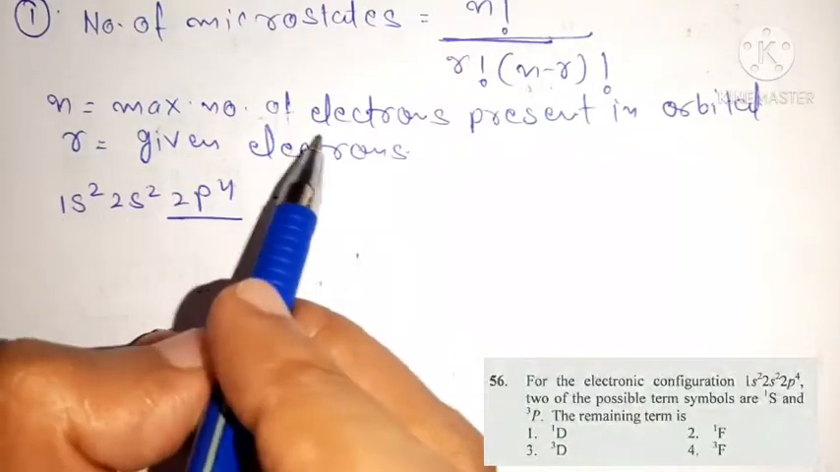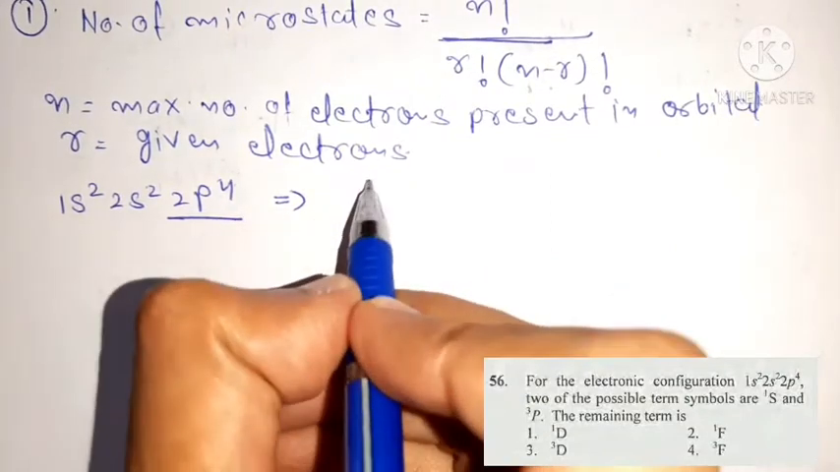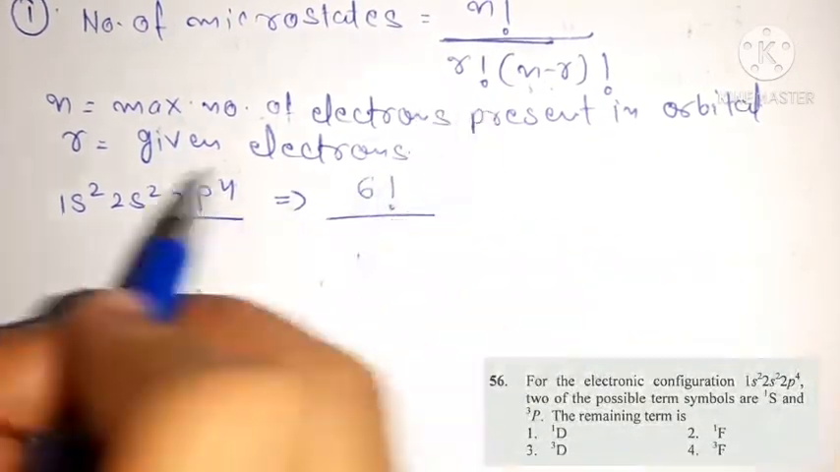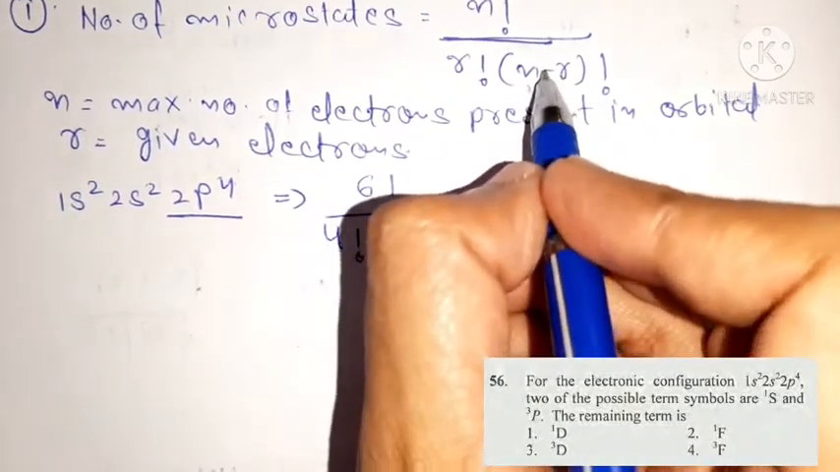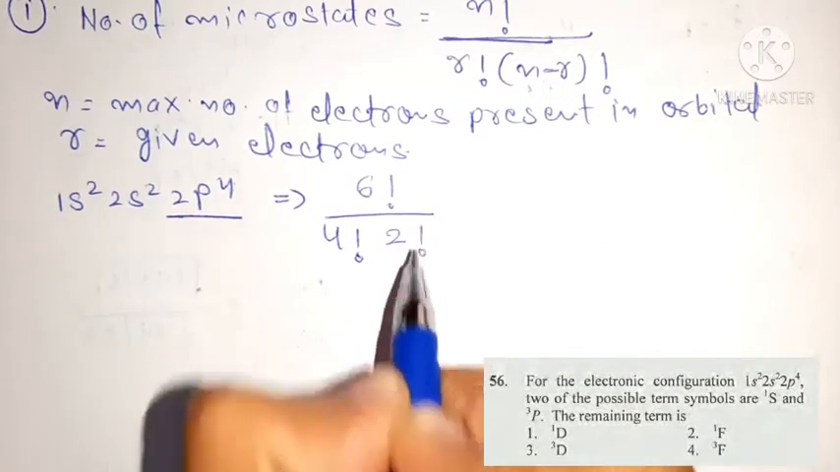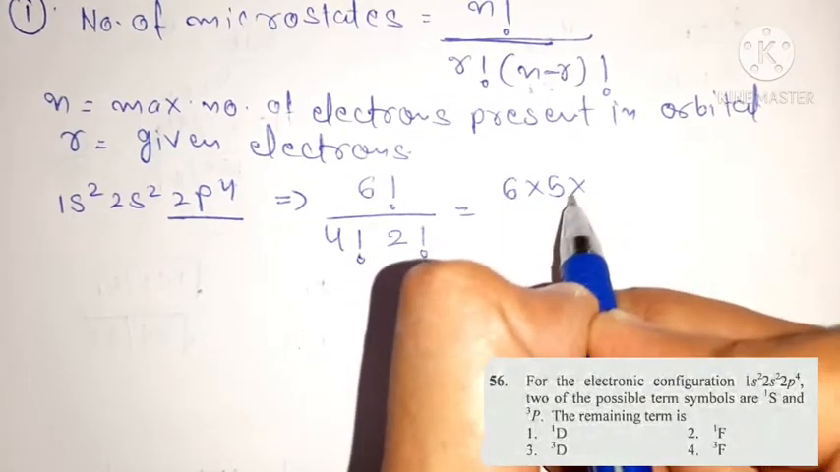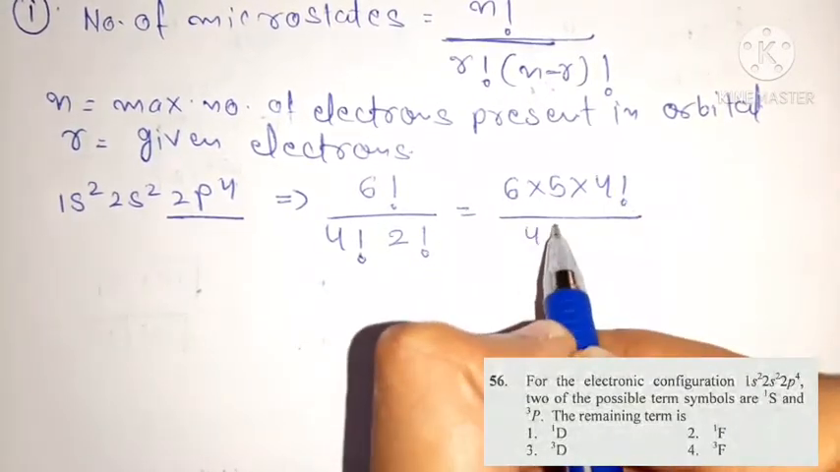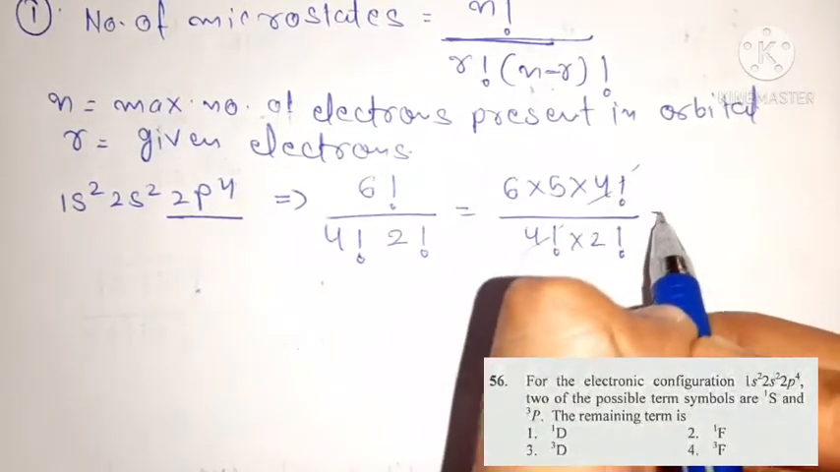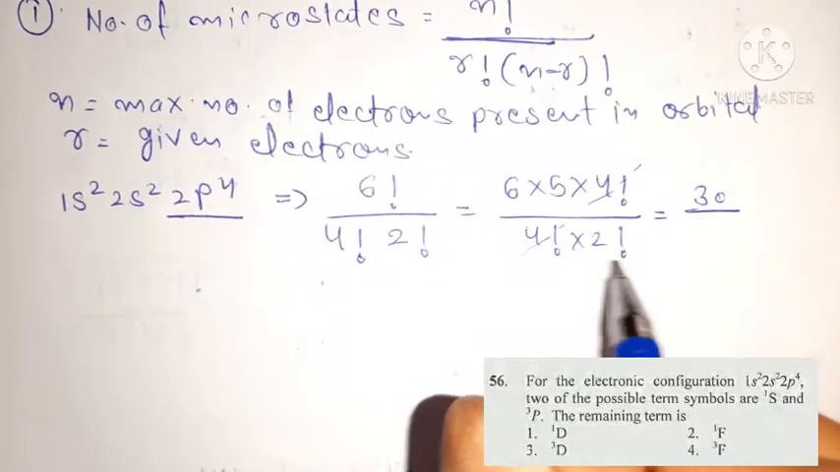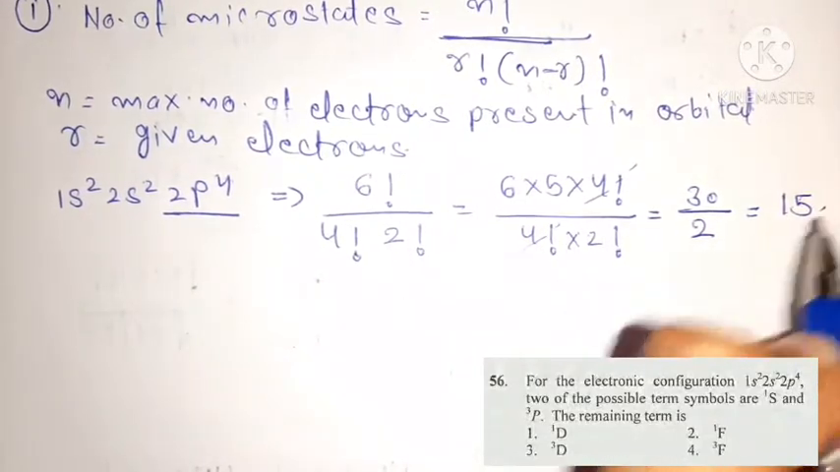Here n, that is maximum number of electrons. So maximum number of electrons present in p orbitals are 6. Okay, so this is 6 factorial upon r is given electrons, so it is p4, so it means it has 4 factorial multiplied by n minus r. N is 6 and r is 4, so it is 2 factorial. Okay, so 6 factorial is equal to 6 into 5 into 4 factorial upon 4 factorial into 2 factorial. Okay, so this 4 factorial will be cancelled by this 4 factorial, and this will be 30 upon 2 factorial, which is 2. So total number of microstates for this p4 electronic configuration will be 15.